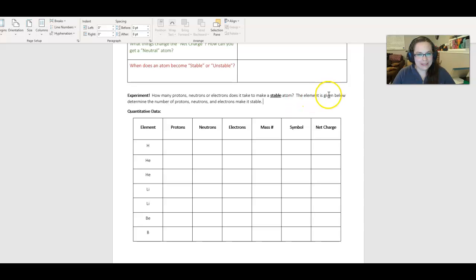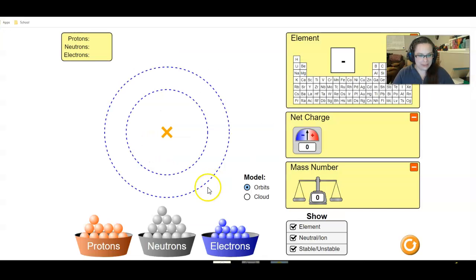The element is given below. Determine the number of protons, neutrons, and electrons to make it stable. And it gives you the element symbol in the left column. So the first one is hydrogen. Let's do that one together. So I'm going to build a hydrogen.